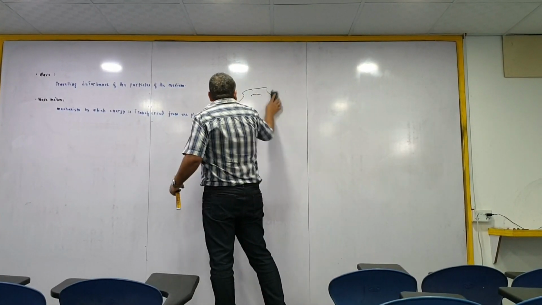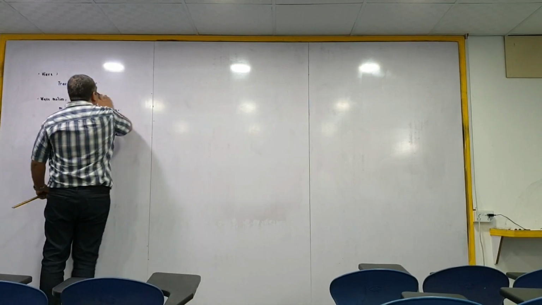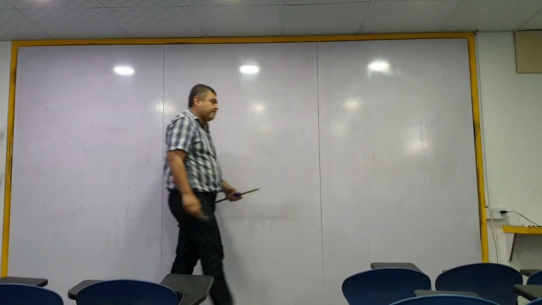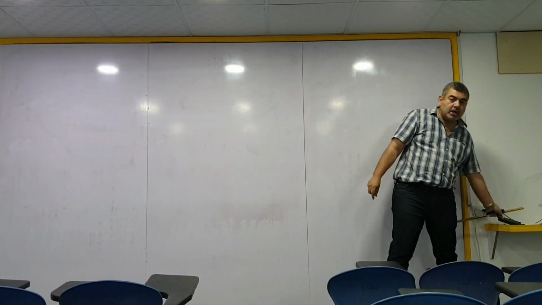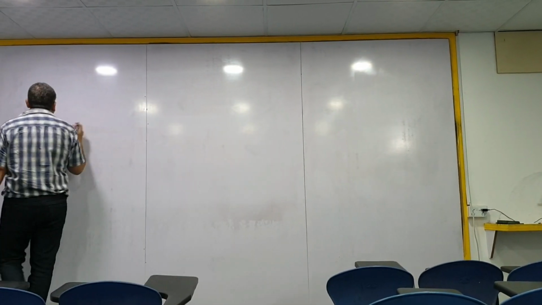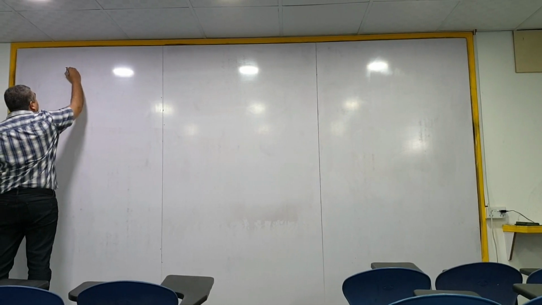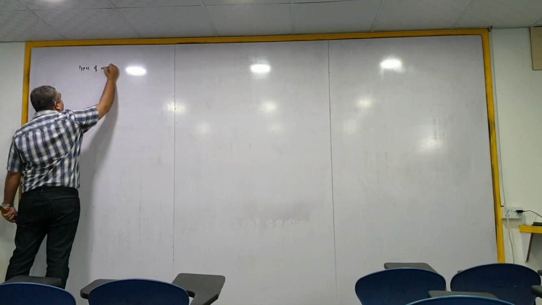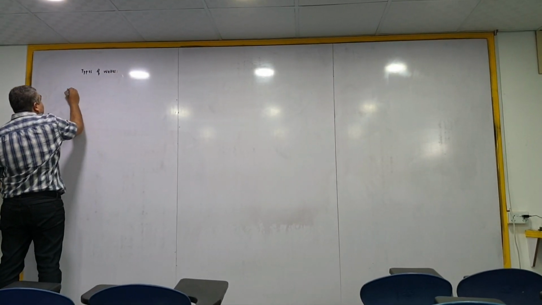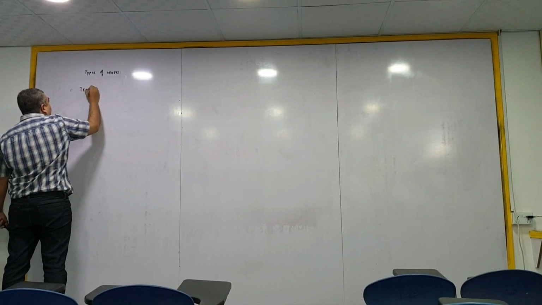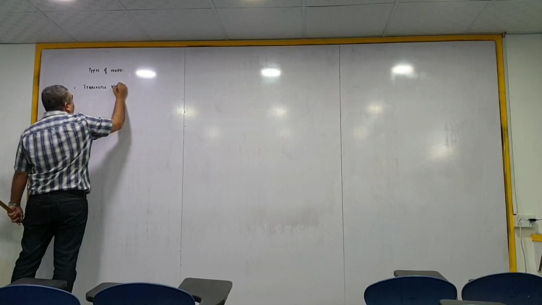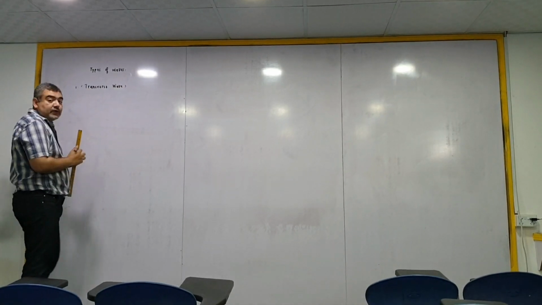So let's start with how these longitudinal and transverse waves look like. As I've told you, they execute vibratory motion, and vibratory motion is to and fro motion about a mean position. So let's talk about the transverse waves, how they are produced. So just place the heading, types of waves. The first type of wave we are discussing is the transverse wave. How do these transverse waves look like?